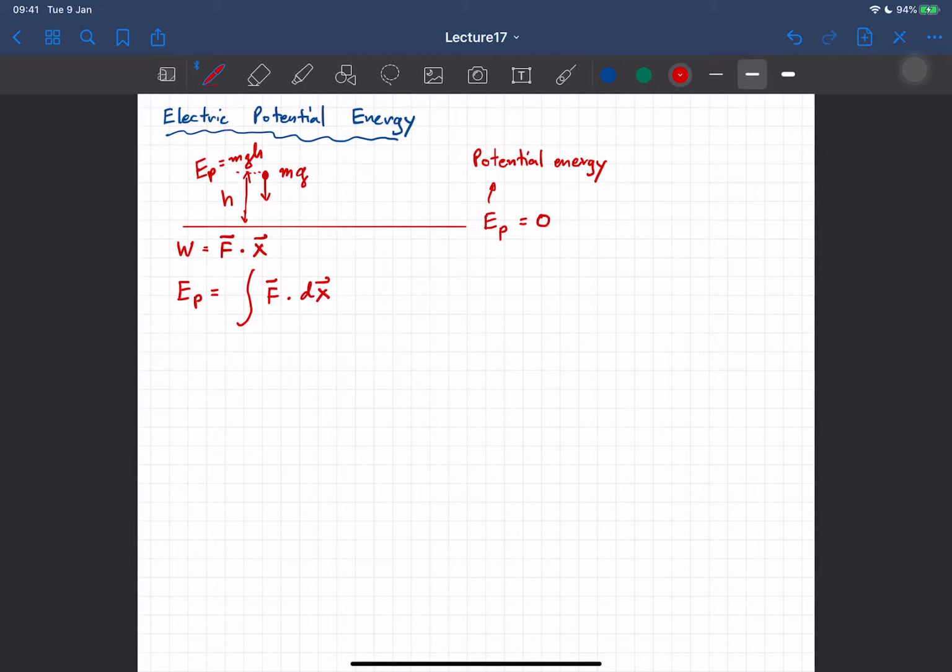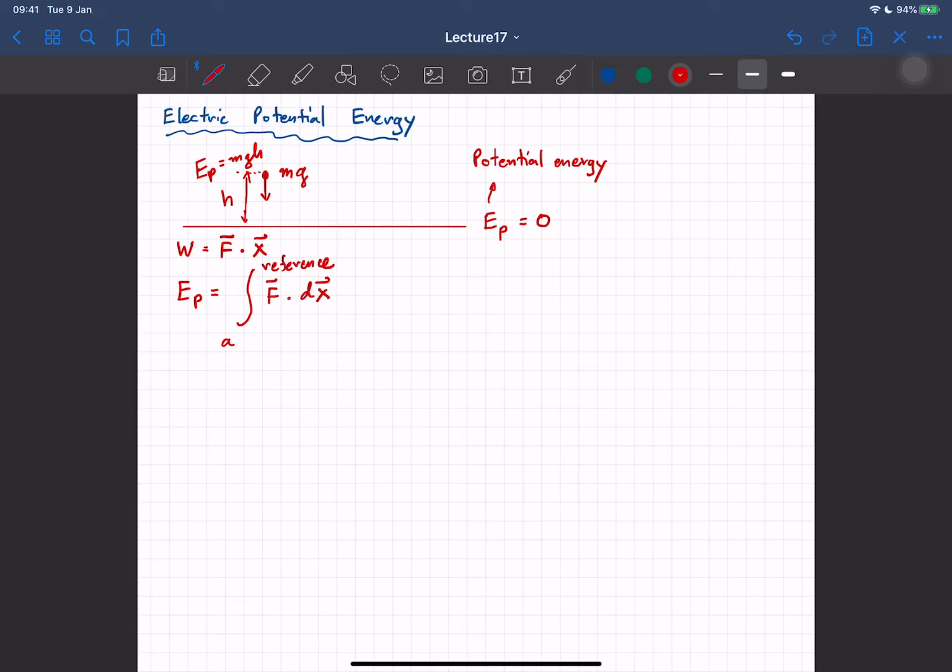And you have to put in the limit of integration. Usually the limit of integration is from the position that you want, which is any position A, to the reference point. That's how it works.